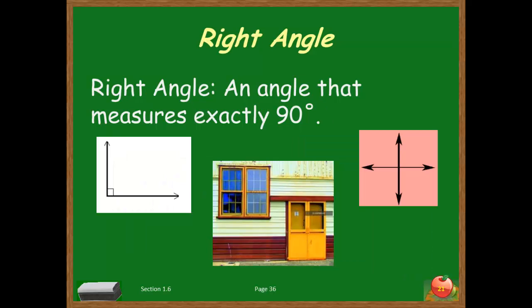Right angle. An angle that measures exactly 90 degrees. This angle is 90 degrees. It is a right angle. The XY axis that you used in algebra has right angles. Often in architecture, on doors or windows, we have right angles. Right angle.